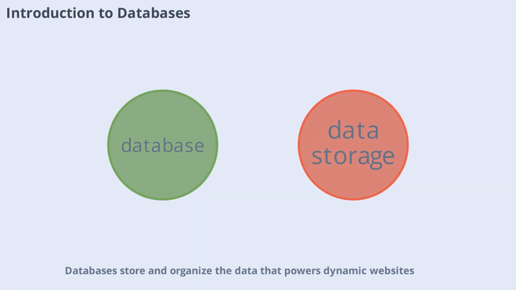Databases store and organize the data that powers dynamic websites. Common types include SQL and NoSQL databases. The backend of a website communicates with databases to retrieve, update, and manage information. Understanding how databases work is crucial for building web applications that handle user accounts, content, and more.